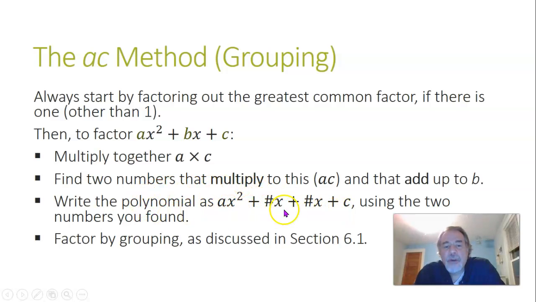And then once you have it written out like that, like ax squared plus something x plus another something x plus c, where the two somethings add up to the bx that you started with, now factor this using the grouping method that we talked about in section 6.1. So to be able to do this, you do have to know how to do factoring by grouping. So if you're not sure how that works, you have to go back and look at section 6.1 where we explained that. But assuming you know how to do that, once you get to this point, it's just using grouping to take it from there.